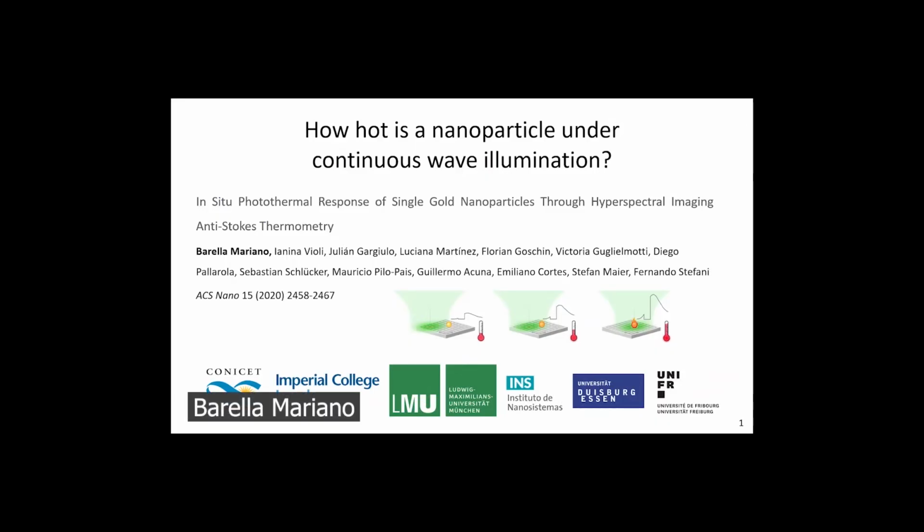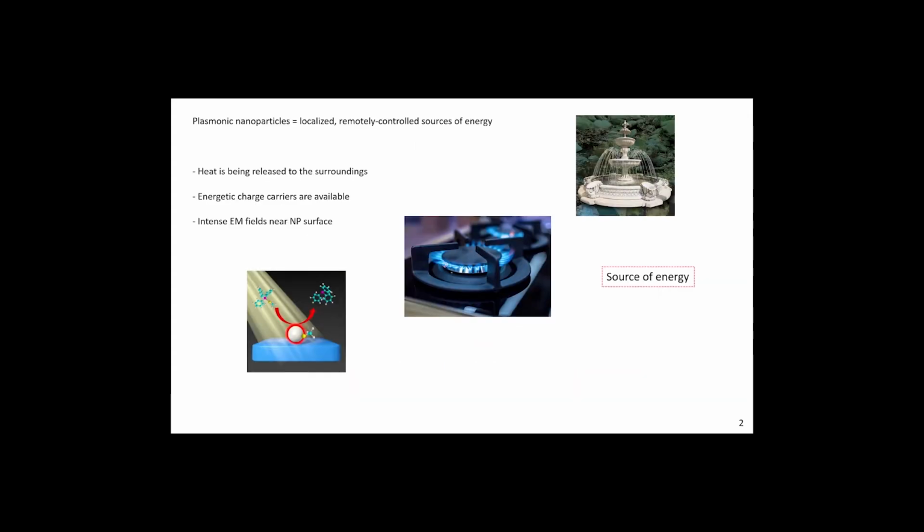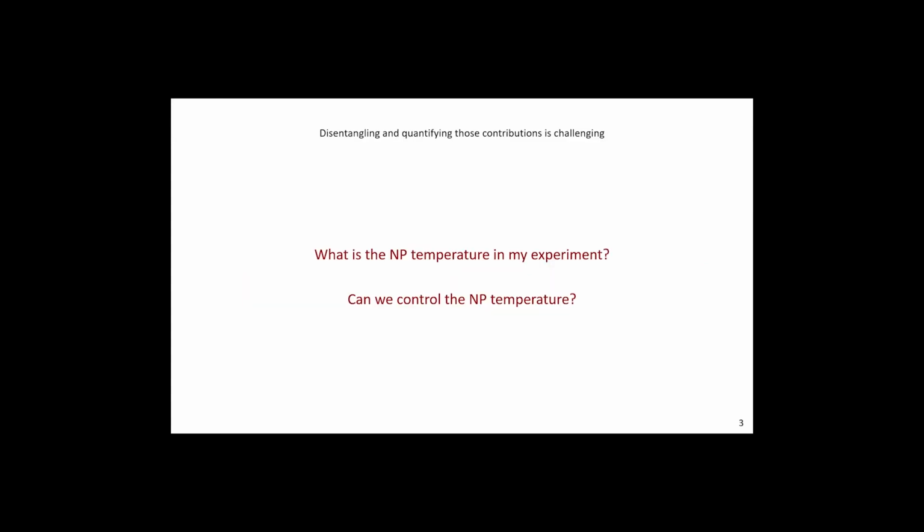Our last work focuses on this question: how hot is a nanoparticle under continuous wave illumination? You all know that when plasmonic nanoparticles are being illuminated, they behave as localized sources of energy. Heat is being released to the surroundings, energetic charge carriers are available, and intense electromagnetic fields are built near the surface. All of these effects can be used in different applications that have been discussed today.